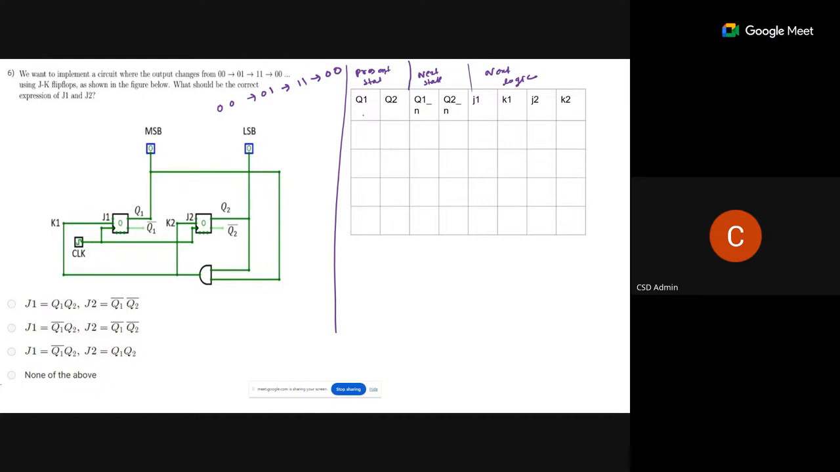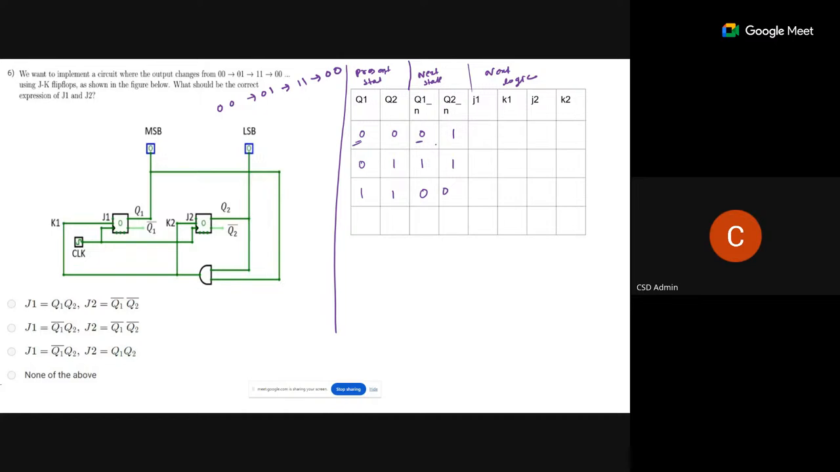So, changing from 00 to 01, 01 to 11, and 11 to 00, right? Again, 00 won't come because 00 is already there. Okay, now you can see that changing from 0 to 0, what should be the value of J and K?